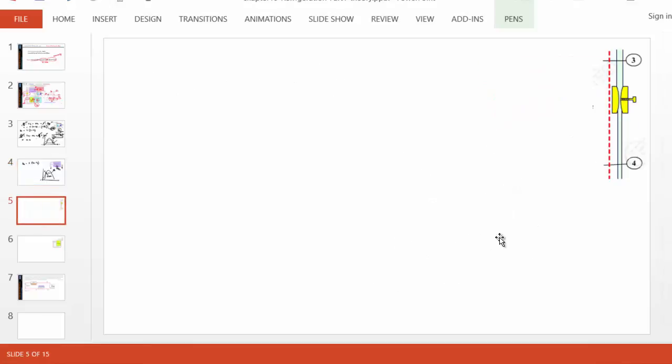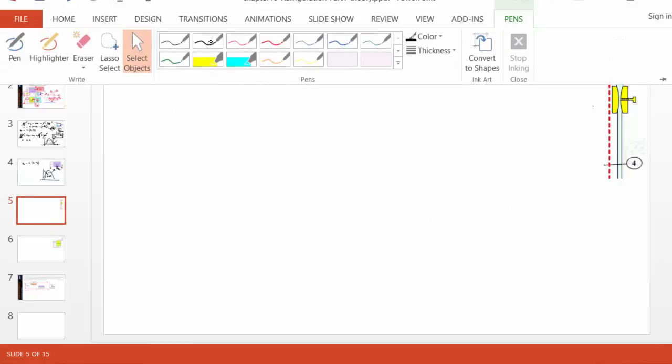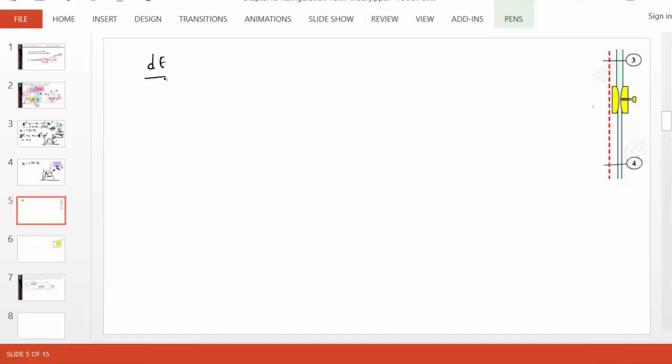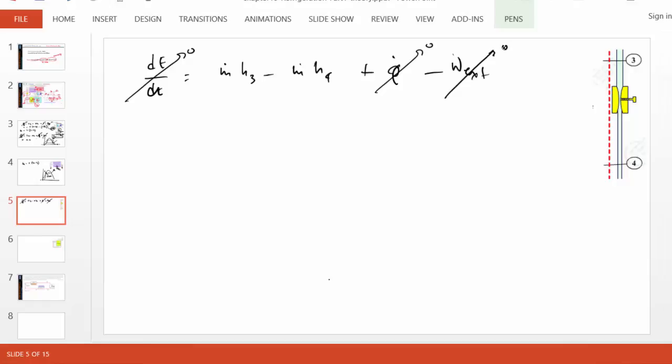Okay, let's move on to the expansion valve. Let's go over the energy equation very quickly. The EDT, again, is m dot H3 minus m dot H4 plus Q dot minus W dot external. For steady state the EDT equals 0, and if there is no heat transfer and no external work transfer here, no shaft, electricity, etc., then, as you can see, H3 equals H4. So the expansion valve is called isenthalpic.